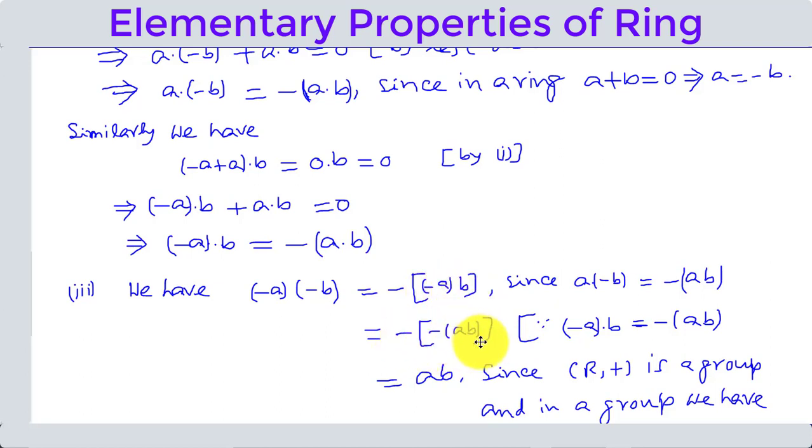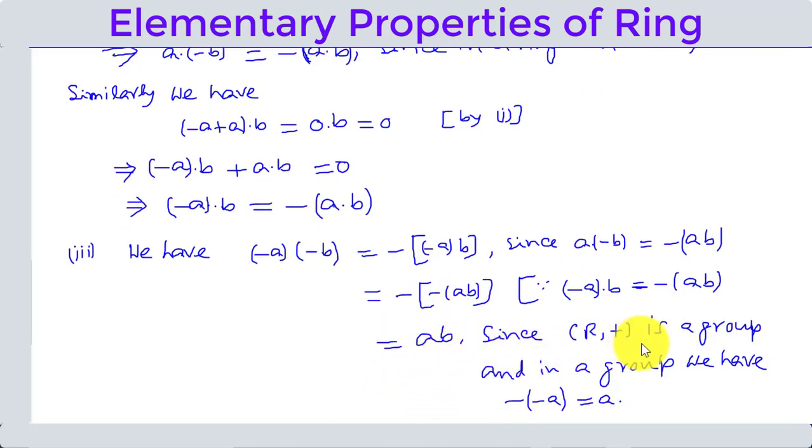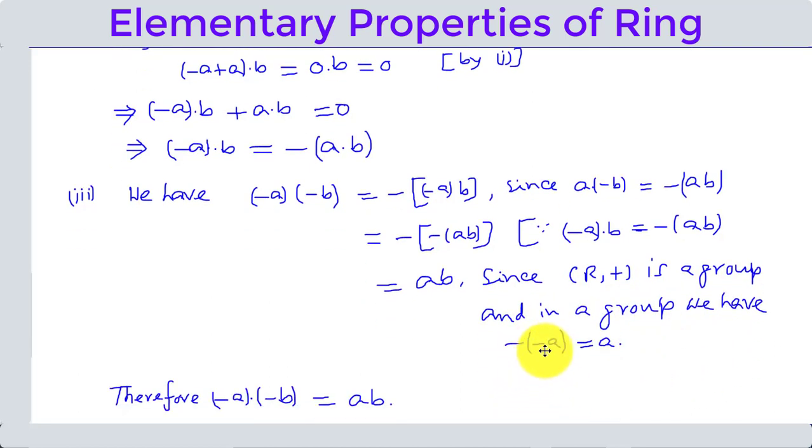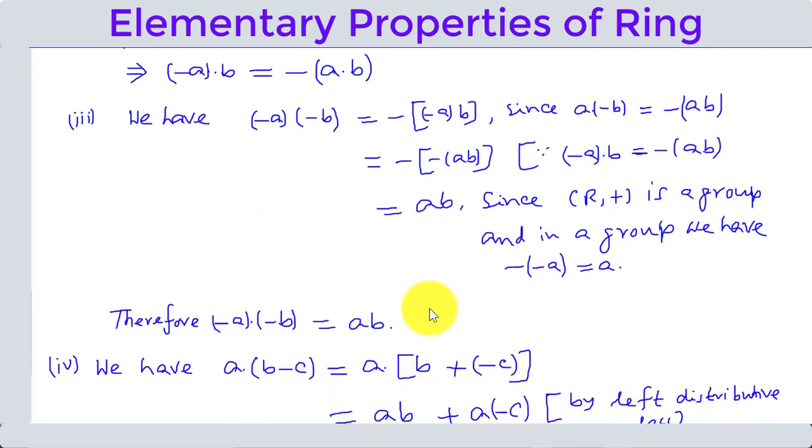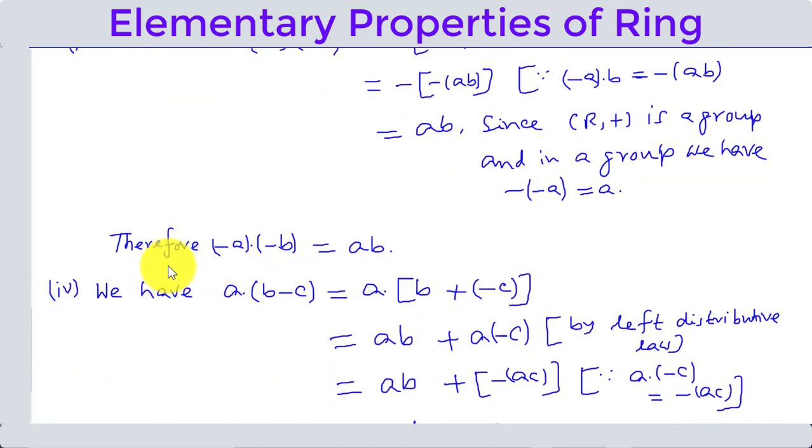Now -(ab) is equal to ab. Since (R, +) is a group, and in a group the inverse of the inverse of a is the element itself, -(-(ab)) = ab. So the inverse of -(ab) is a·b. Therefore, (-a)·(-b) = a·b.